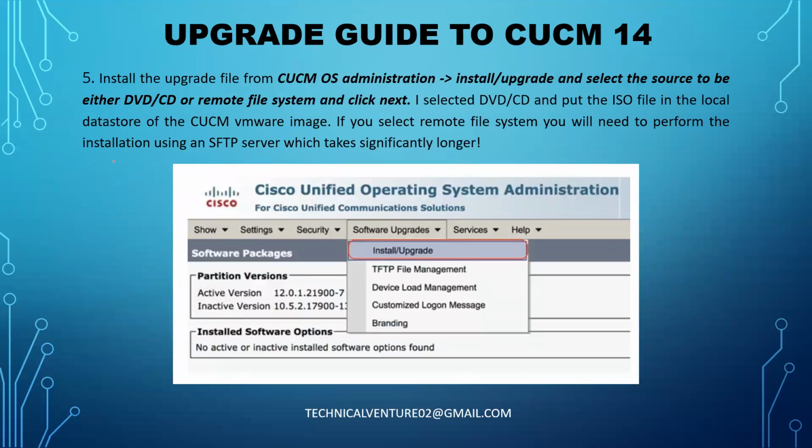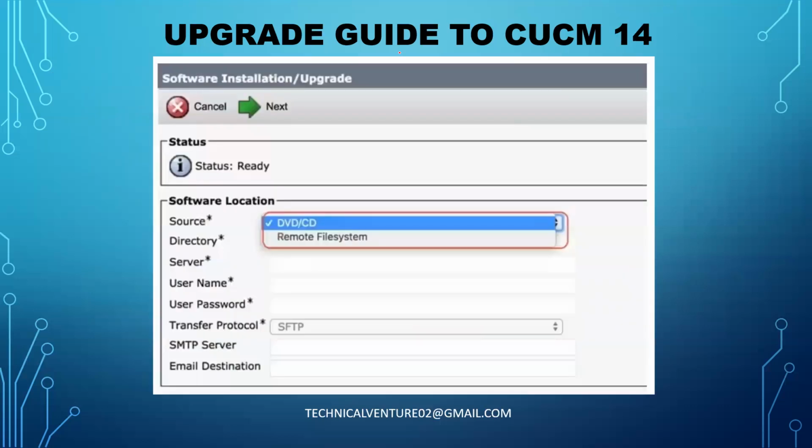Next thing is, again, you need to go to this OS Administration page where you need to upgrade it. Go to OS Administration, then to Software Upgrades. Under Software Upgrades, you can see this Install and Upgrade. Select this one, then you will see different things that you need to select. I will show it to you here.